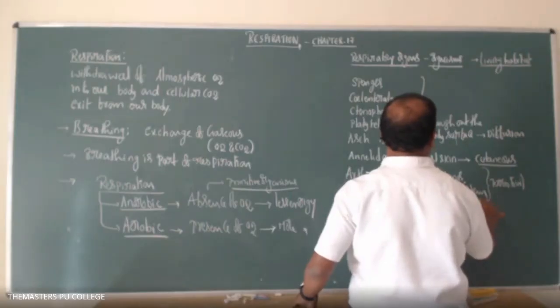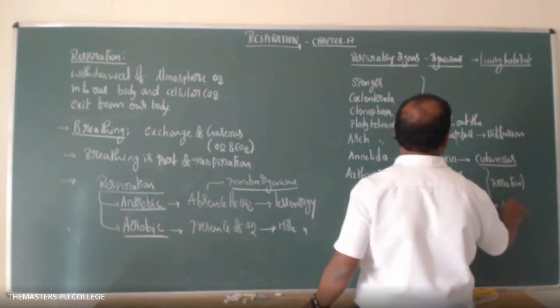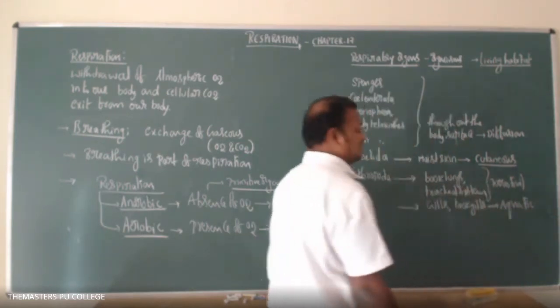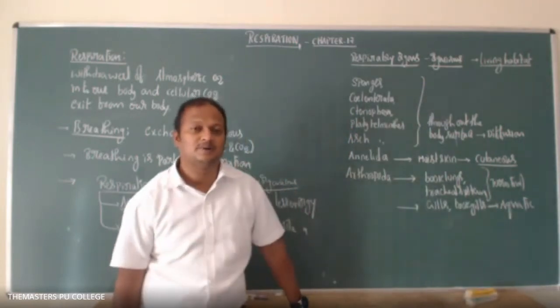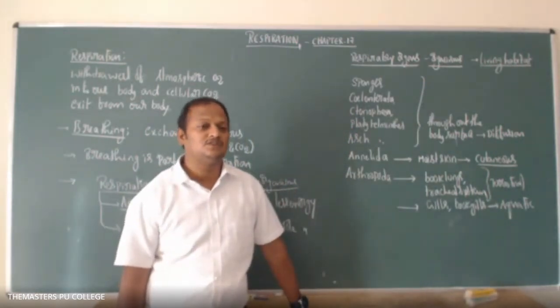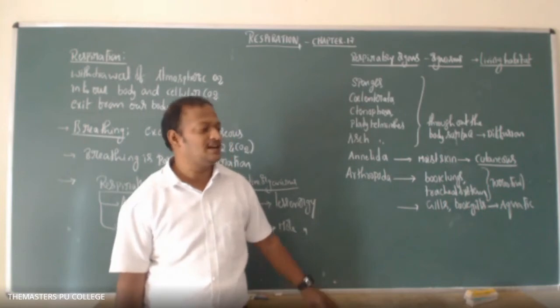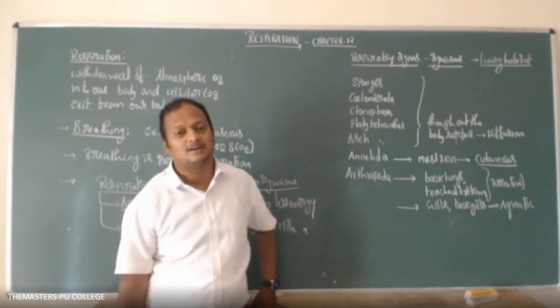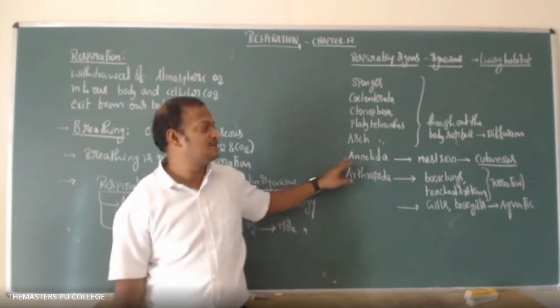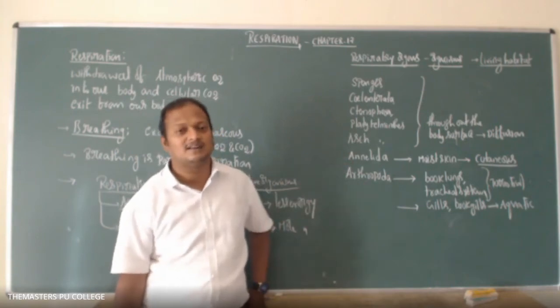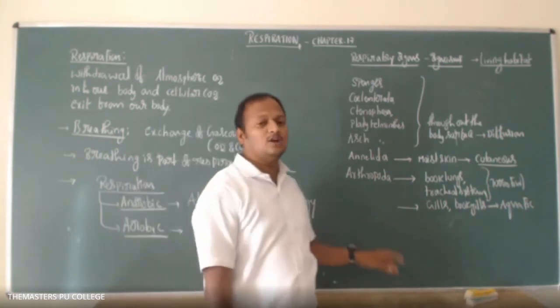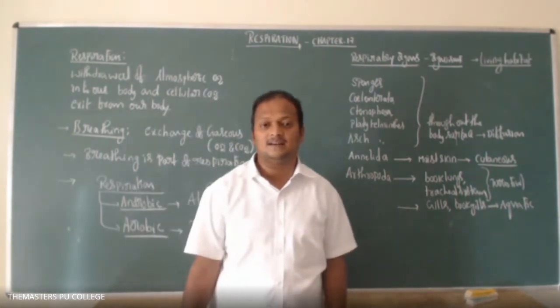Gills and book gills also form in aquatic arthropods. Based on their habitat, different types of respiratory organs are present. So, which phylum first develops specialized respiratory organs? That is Arthropoda. In Annelida, a specialized respiratory organ is not there; respiration is through the moist body skin only. In Arthropoda, specialized respiratory organs are present.